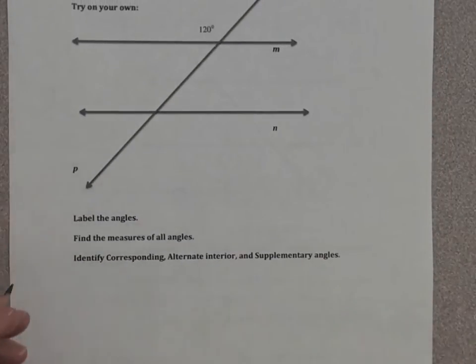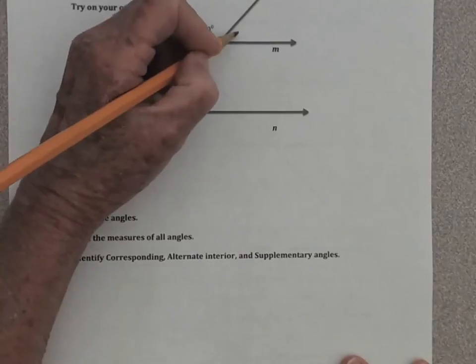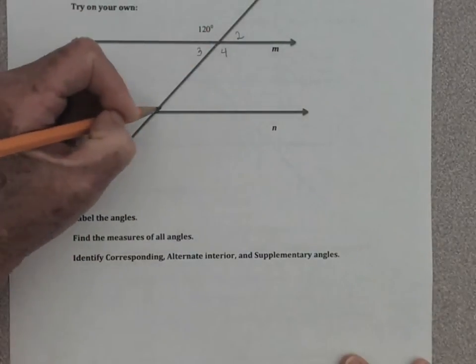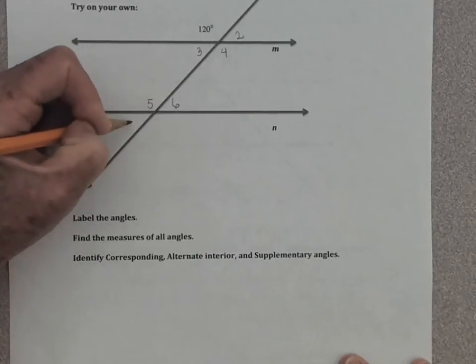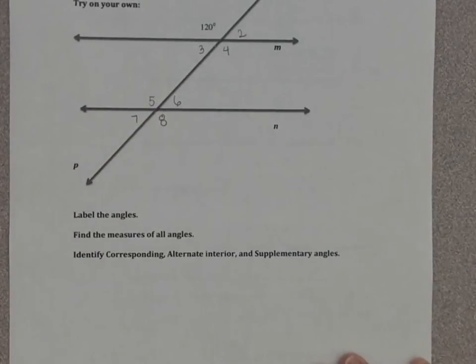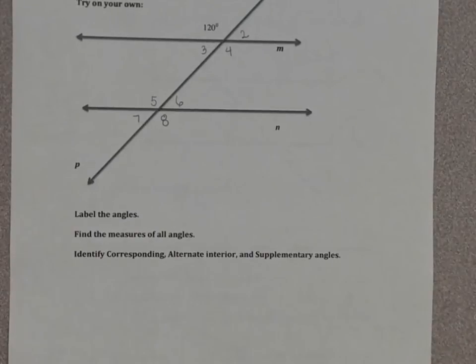Okay, you see how the measurement is here. I'm going to number the rest of these angles. And I want you to find the measures and identify the corresponding and alternate interior and supplementary angles in this picture here.